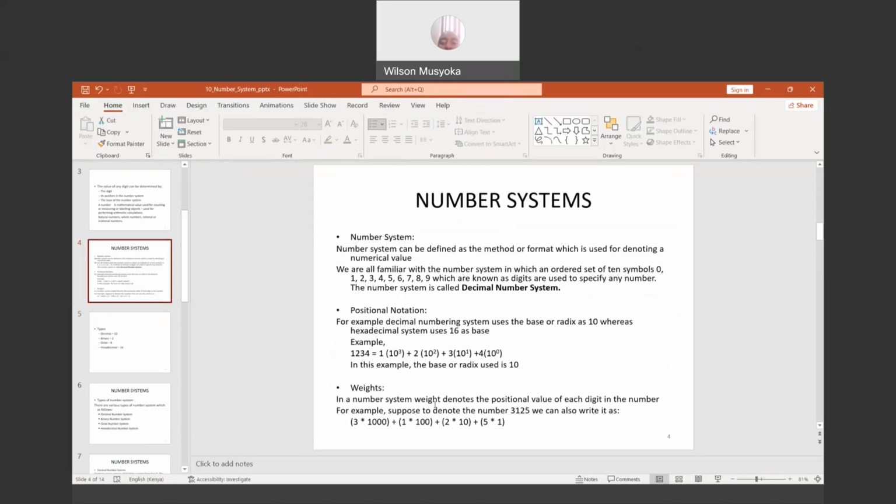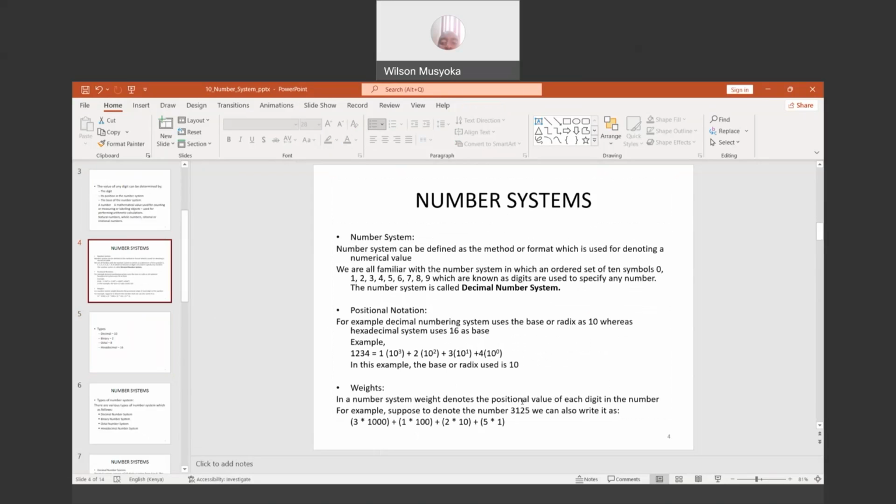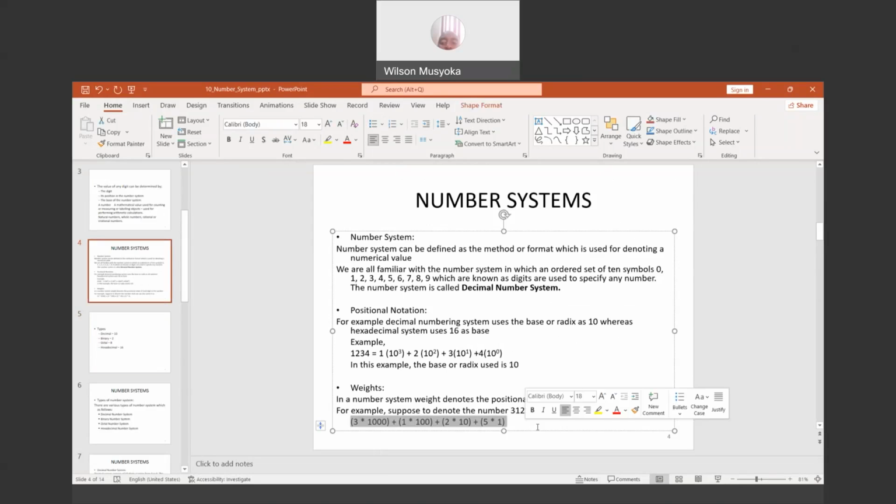So that is very important to understand when we are talking about here. The weighting, which we have talked about in terms of position, the weighting which we are discussing here, is the positional value of each digit in the number system. So if we took a number like this one, which is 3125, it can be written like this, meaning that from this position, this is the ones position, this is going to be the tens position, the 1 here is the hundredth position, and the 3 is the thousandth position.